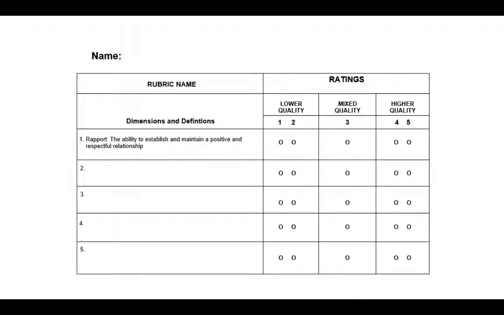And then you'll see numbers 1 through 5. What I'd like you to do is to name 5 dimensions of communication that you would like your rubric to assess. And here I got it started with the dimension of rapport building. Rapport, the ability to establish and maintain a positive and respectful relationship. So you're going to build your rubric based on 5 dimensions that you think are important, and name the dimension and then come up with a definition.